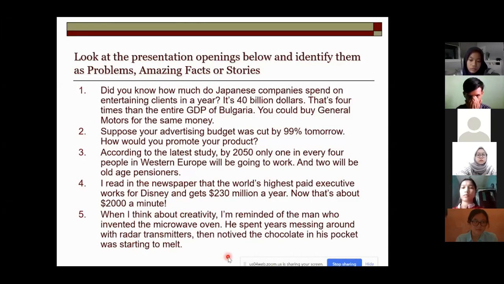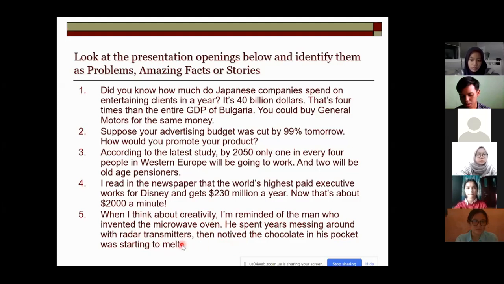I'll read it. When I think about creativity, I'm reminded of the man who invented the microwave oven. He spent years messing around with radar transmitters. Then at least the chocolate in his pocket was starting to melt.